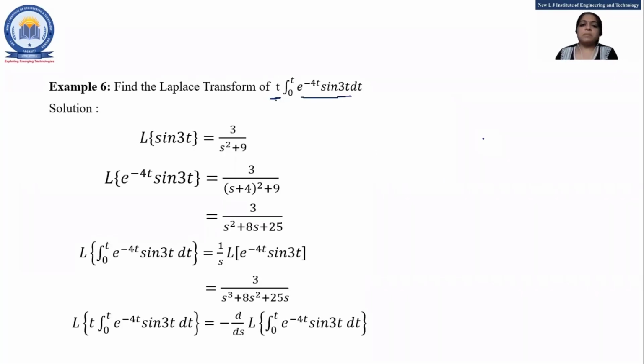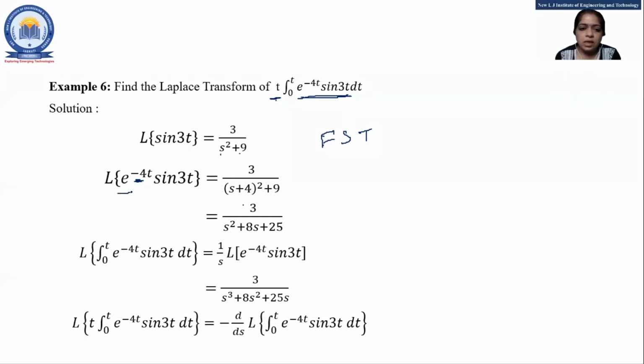Let's move to the next example. Here, first we will find the Laplace of sin 3t. What is the Laplace of sin 3t, students? That is 3 upon s square plus 9. Then what about the Laplace of e raised to minus 4t sin 3t? Here e raised to minus 4t, so we'll apply the first shifting theorem. As per the first shifting theorem, we'll replace all s by s plus 4, as the minus sign is there. So 3 upon (s plus 4) whole square plus 9. So here s square plus 8s plus 16 plus 9, so 25.